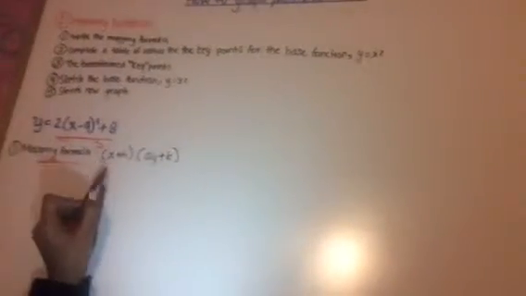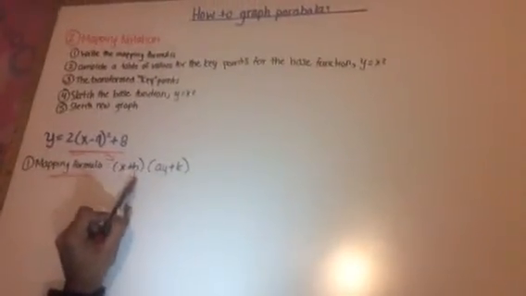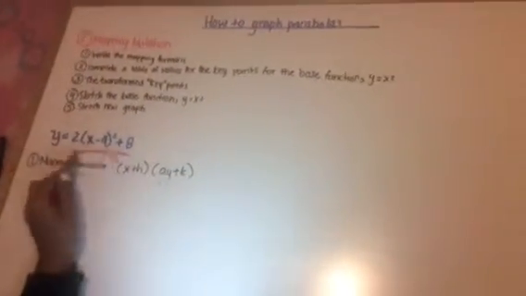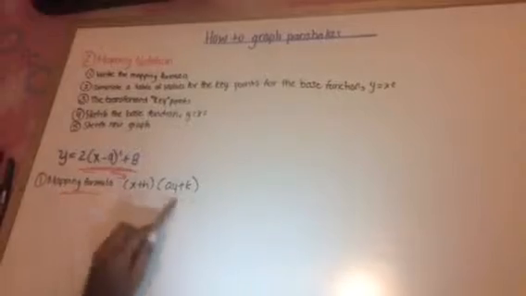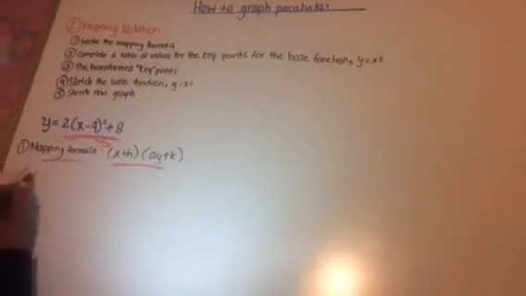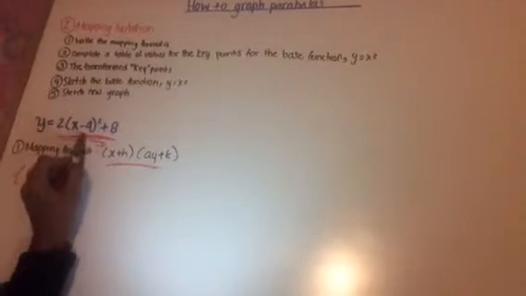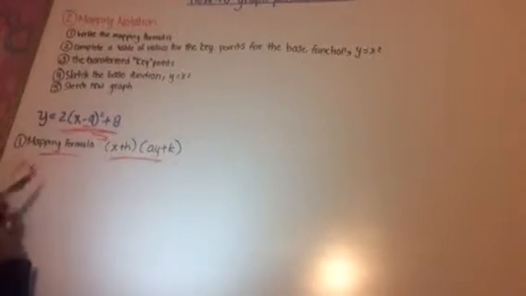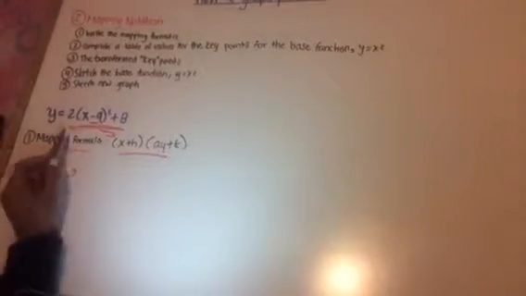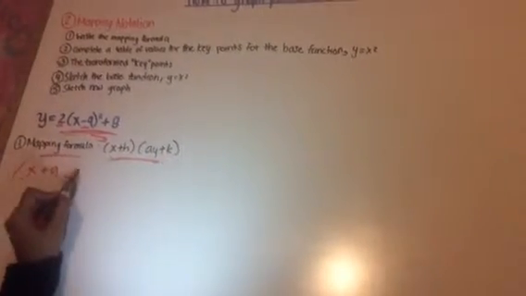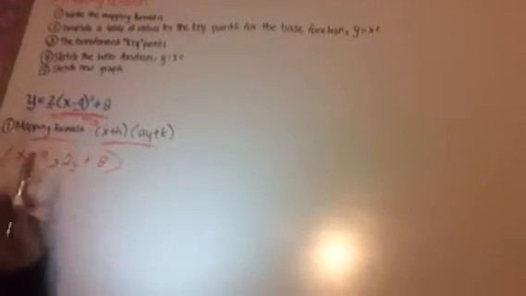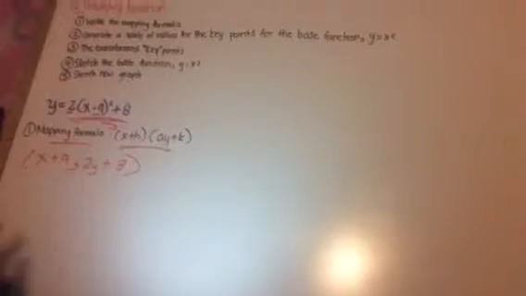So the first step is the mapping formula. The mapping formula is x plus h and ay plus k, so we have to convert this equation to this. This is x, and since h is -9, the opposite of -9 is +9. The A we have here is 2, so it's going to be 2y, because y is here, plus 5. So here we have our mapping formula.